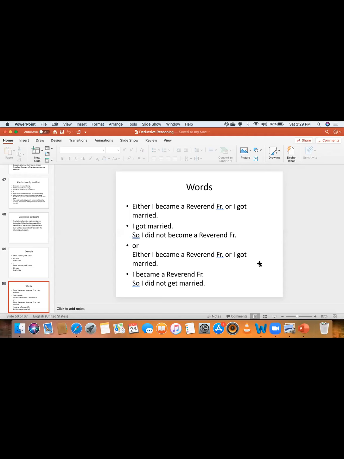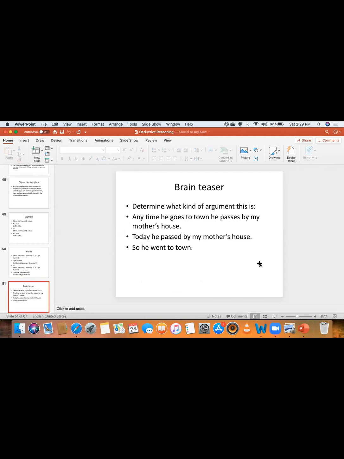Either I became a reverend father or I got married. I got married, so I became a reverend father. No. Or either I became a reverend father and I got married. I became a reverend father, so I got married. No one is going to commit that, you know.